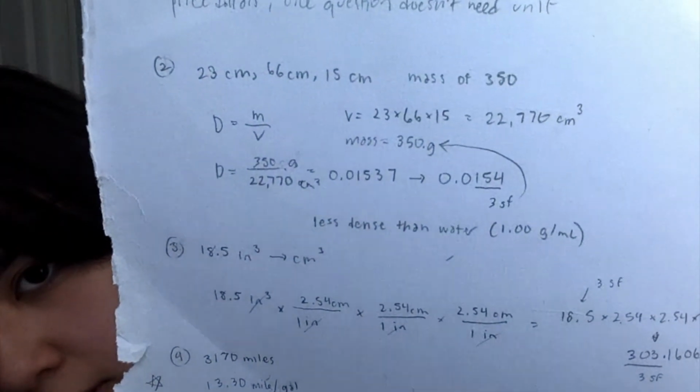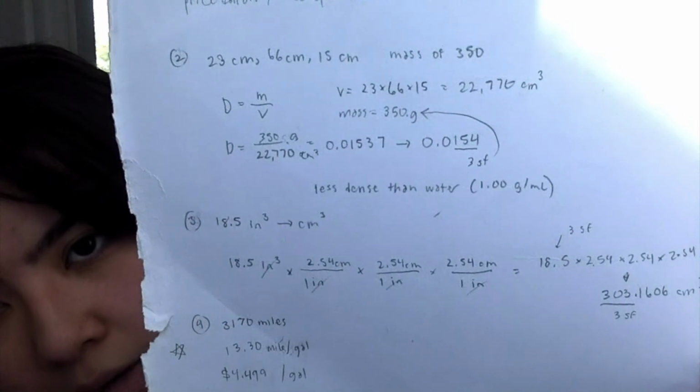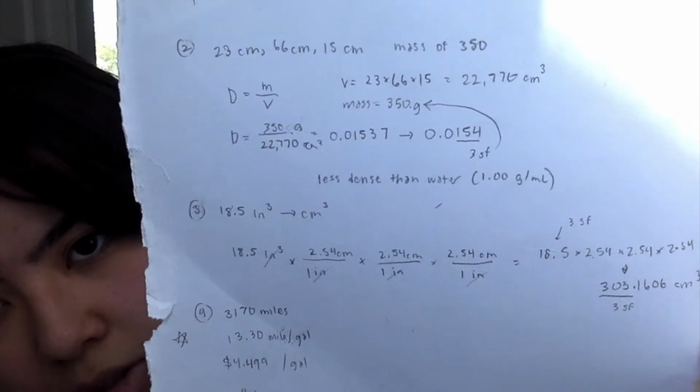And then I took the numbers that I found for volume and mass, and I plugged them into the density equation, so that became 350 grams over 22,770 centimeters cubed, and that was equal to 0.01537. So this is where my rounding went wrong. I rounded 0.01537 to 0.0154.